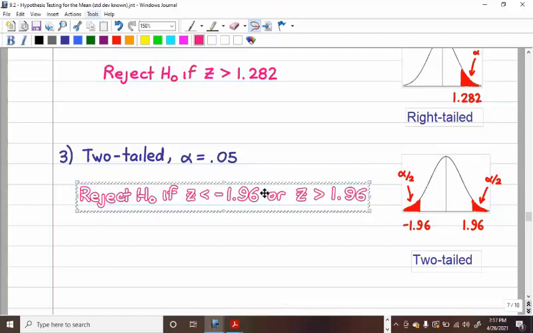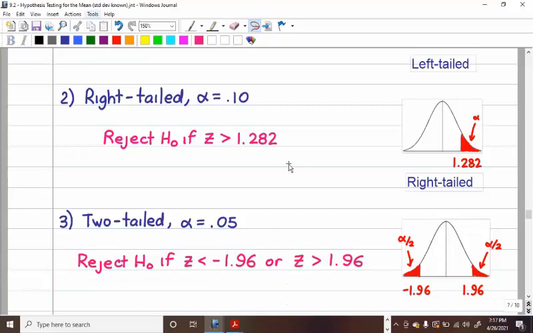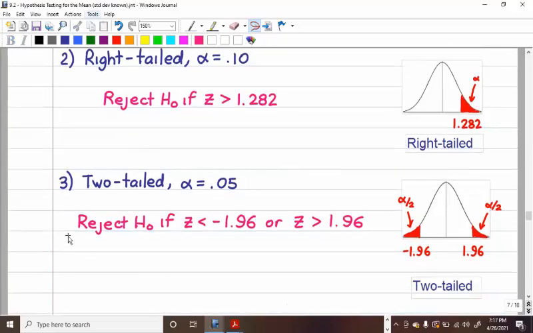So there's that one. Two-tailed is automatically going to be in the format of reject H0 if z is less than some negative value or z is greater than that same value as a positive. So it's always going to take that shape, that format. You just have to get the number.